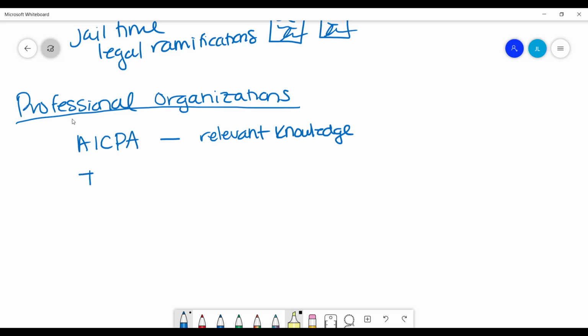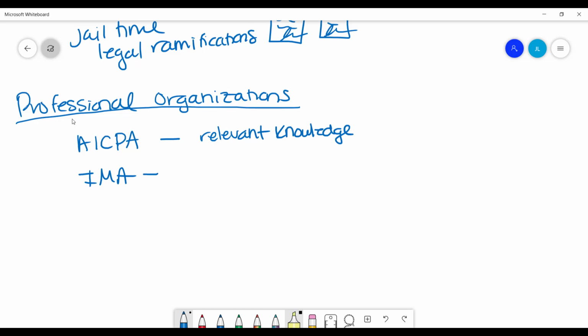Another organization is the IMA, which is the Institute of Management Accountants. So similar to the AICPA, but based on management accounting. So they basically do research, practice development, education, and they share knowledge amongst themselves and those within that profession. And they also advocate for the highest ethical practices within the profession of accounting and finance.